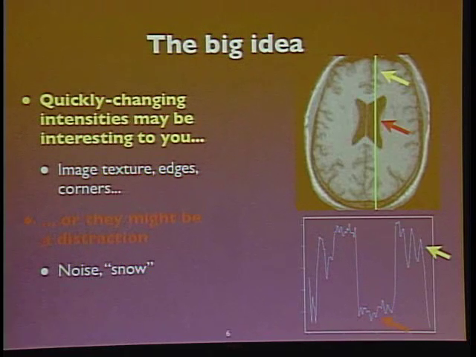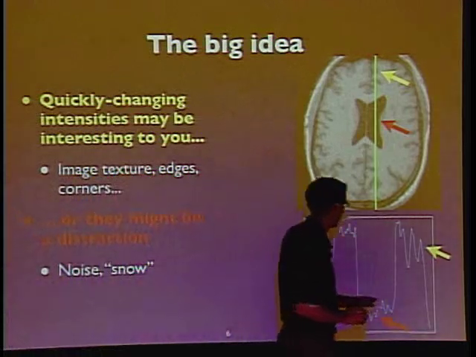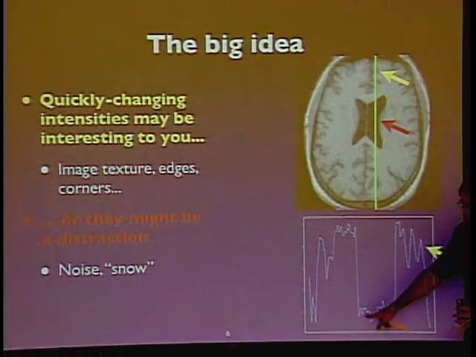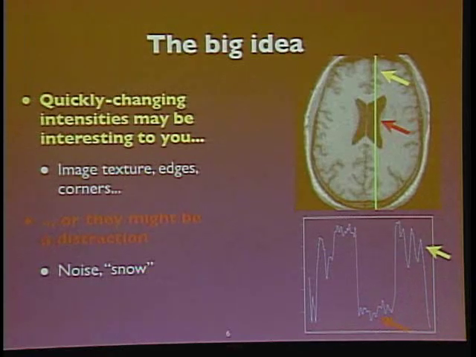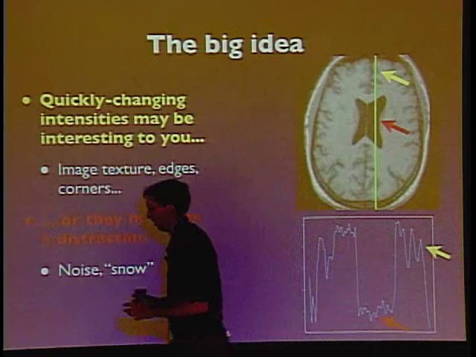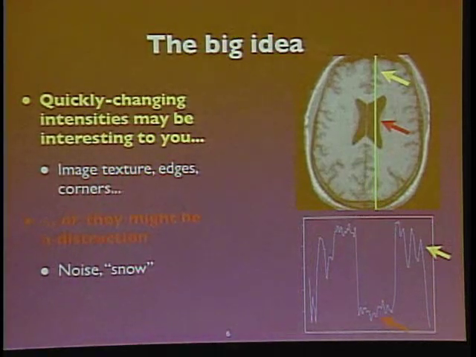Now, the flip side of that is that quickly changing image intensities might be a distraction as well. If you just focus your attention on the image intensities within the dark region right here, you'll notice that they are not perfectly flat. There is this thing called image noise. It's in every image that you have ever taken, and especially in every image that you have ever taken with a mobile device. What that means is that if you take a photograph of a stop sign, even if the lighting is perfect and you are standing perfectly still, it's not the case that every pixel in that image will have exactly the same value. They will fluctuate a little bit.